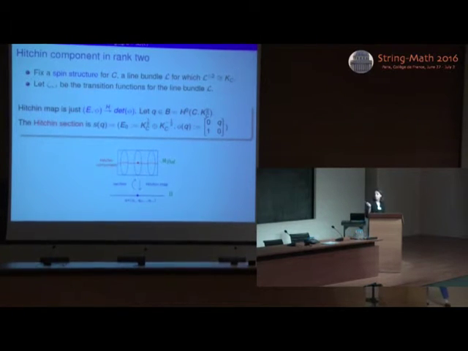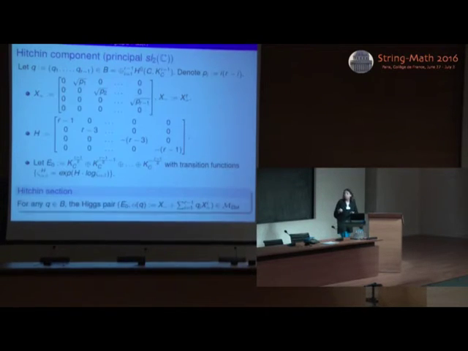So for this, we need to fix the spin structure on C. And this is just a choice of the half canonical. And let us denote zeta, alpha, beta to be the transition functions for the half canonical. Then the Hitchin map, in this case, just sends the Higgs pair to the determinant, because the trace is 0. While if we start with a quadratic differential on the base, the Hitchin section sends this quadratic differential into this vector bundle that is split, and this Higgs bundle. And we can do this in higher rank.